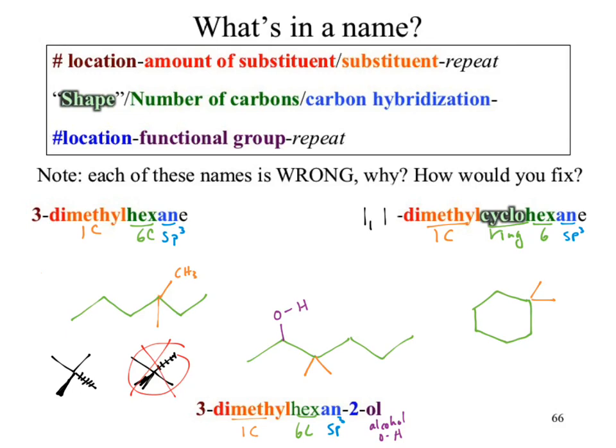We move to the bottom one, 3-dimethyl hexane 2-ol. We've got our 6 carbons, so I drew out the 6 carbons again. All sp3 hybridized. Position 2, I have an ol. The ol is the ending for an alcohol, which means I know I have an OH at position 2. So 1, 2, I've got the OH. The dimethyl, there's my methyls. Again, that should be 3,3-dimethyl. Kind of makes sense?